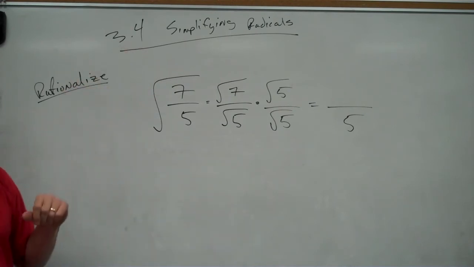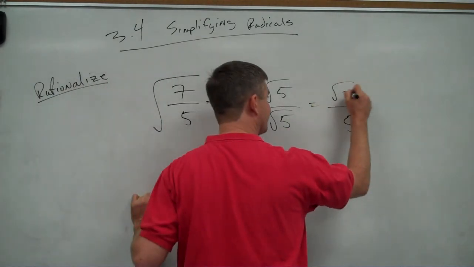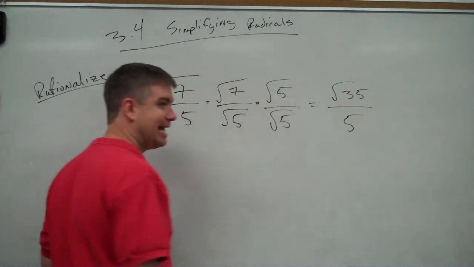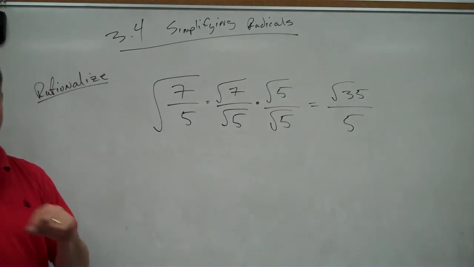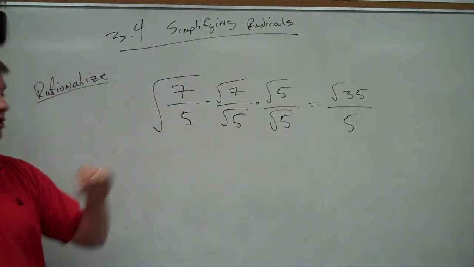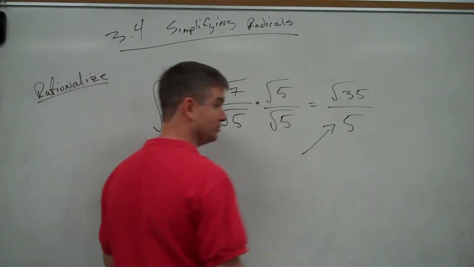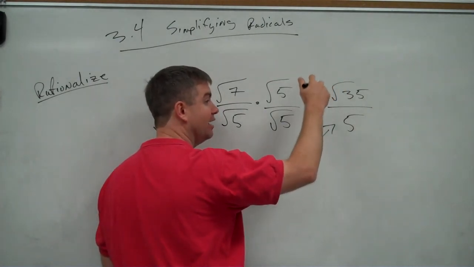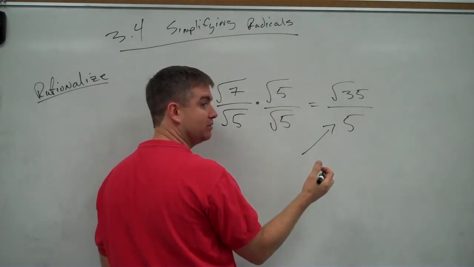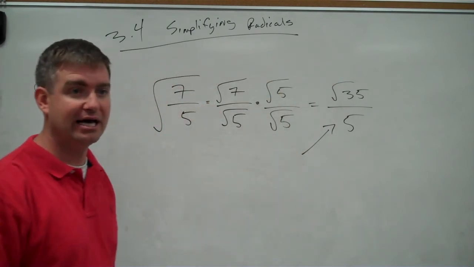Now, what happens on the top? What is the square root of 7 times the square root of 5? Square root of 35. Now, can I cancel? No, because the 5 is under the radical. Even if you knew that, write that down. Draw an arrow and say nothing cancels here. Why? Because the 35 is under the radical and the 5 is outside the radical. You may be tempted to cancel, but nothing cancels.